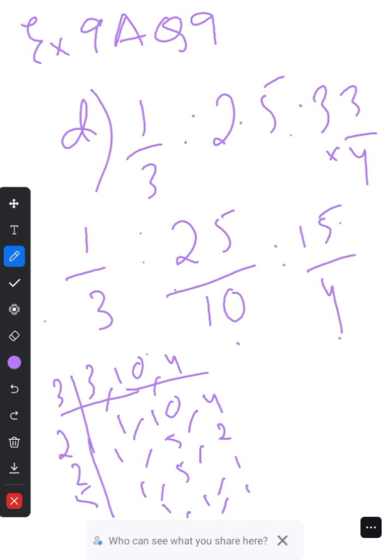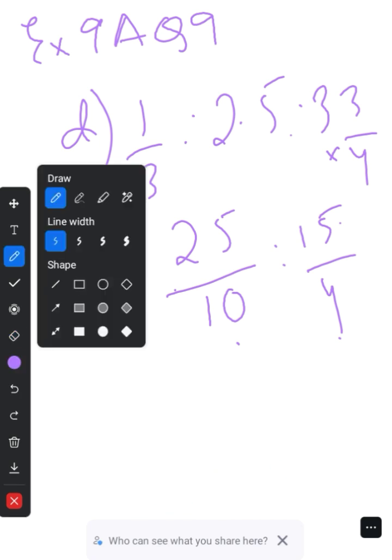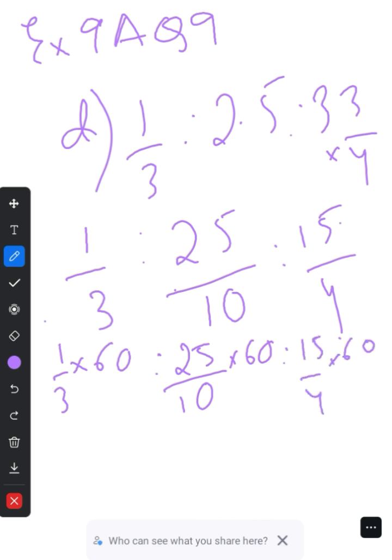Now whatever numbers are in the corner, 3, 2, 2 and 5, we will be multiplying those out. So what do I get as our LCM? 3 2s are 6, 2 6s are 12 and 12 multiplied by 5 is 60. So the LCM is going to be 60 in this case. Now I will be multiplying all of these fractions one by one with 60. So 1 upon 3 multiplied by 60, 25 upon 10 multiplied by 60, and 15 upon 4 multiplied by 60.